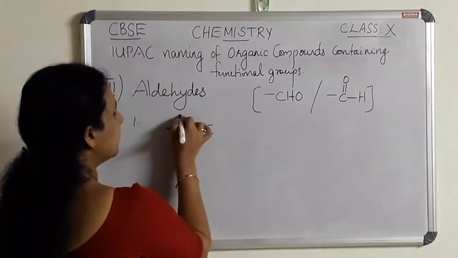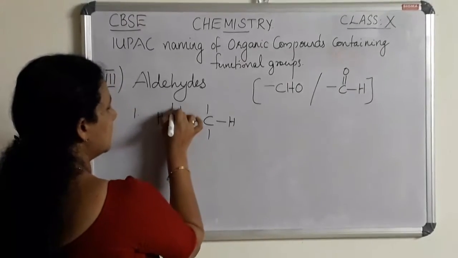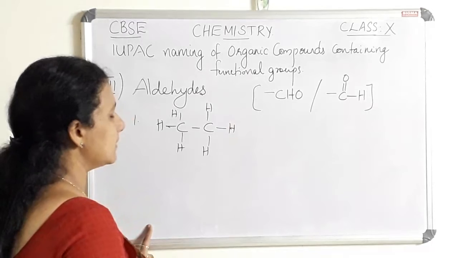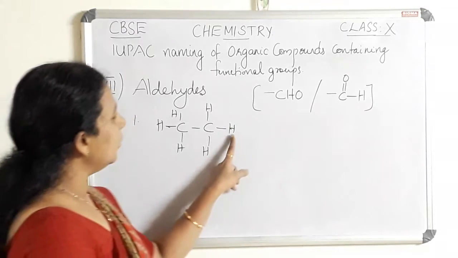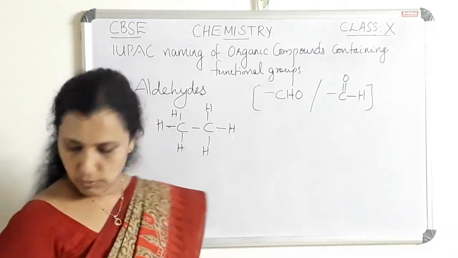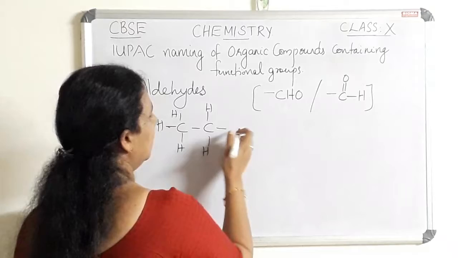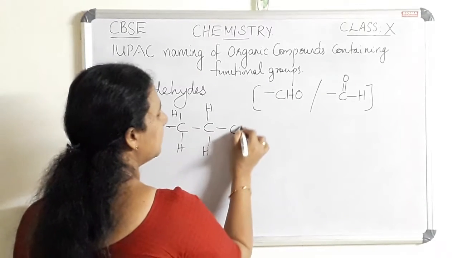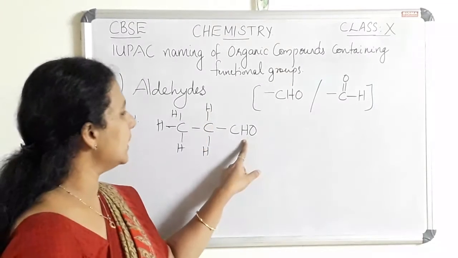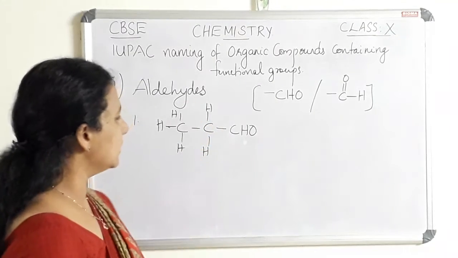I am going to write a carbon compound containing 2 carbon atoms. So this is a carbon compound with 2 carbon atoms, and one of the hydrogen atoms is replaced by the functional group CHO. When one of the hydrogen atoms of this carbon compound is replaced by CHO, we get an aldehyde. So if CHO is the functional group, it is clear that it is an aldehyde. Then how is it named?